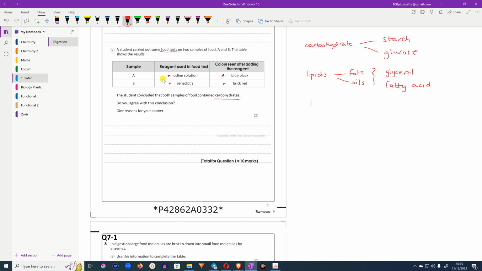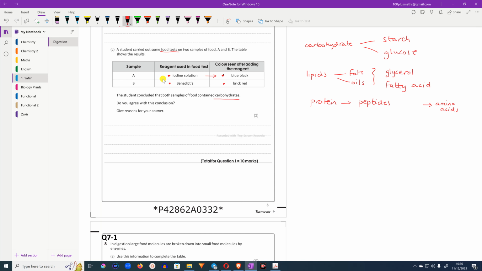Right. Protein. Protein breaks down into, and this is the key thing, amino acids. There's other steps in between, but the one that I've seen in the mark scheme a lot is peptides. And then peptidase breaks peptides into amino acids. Right.